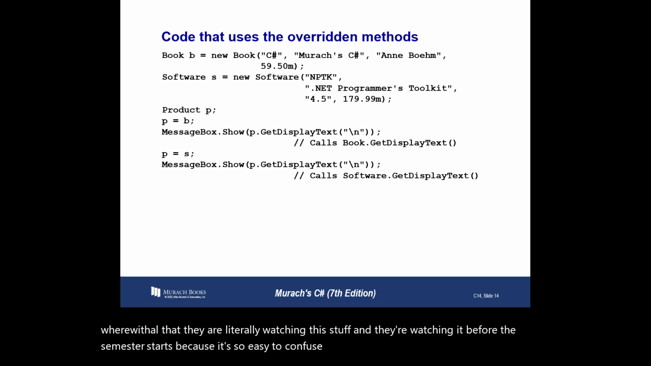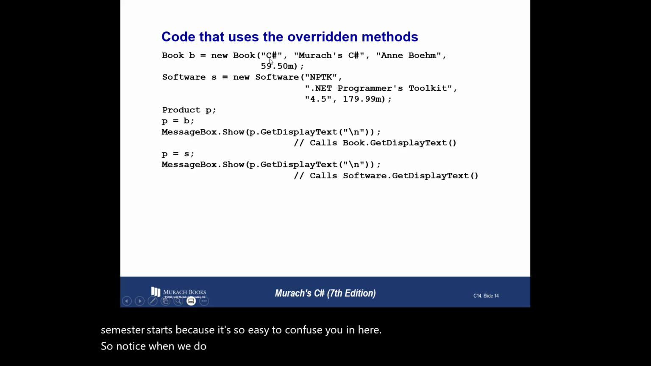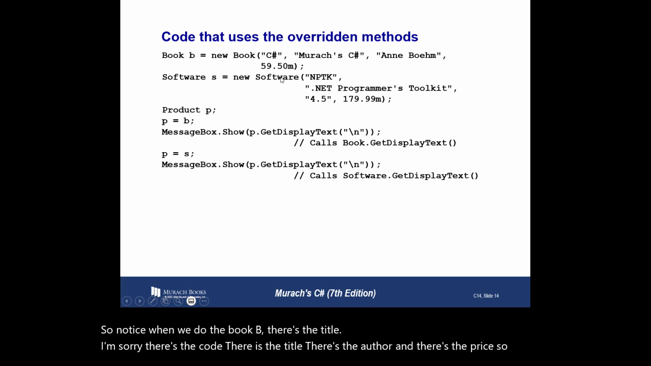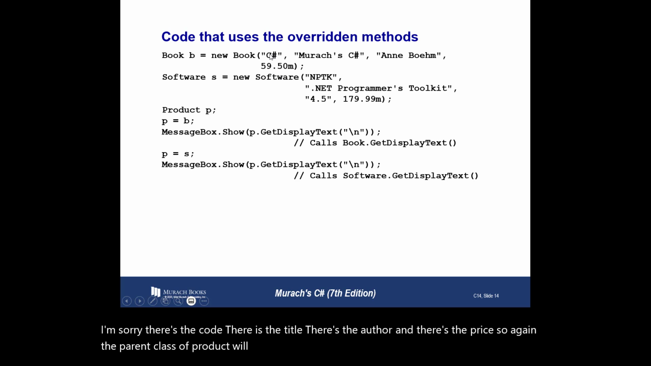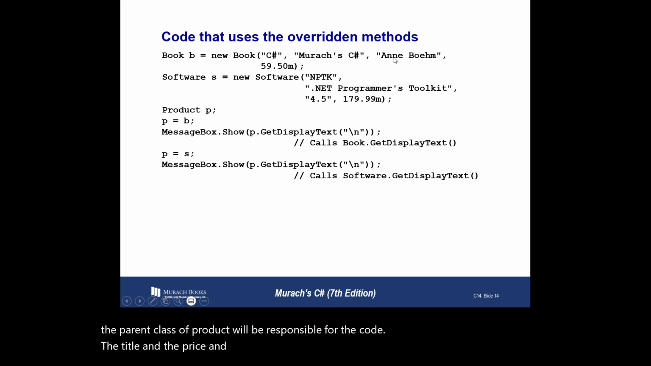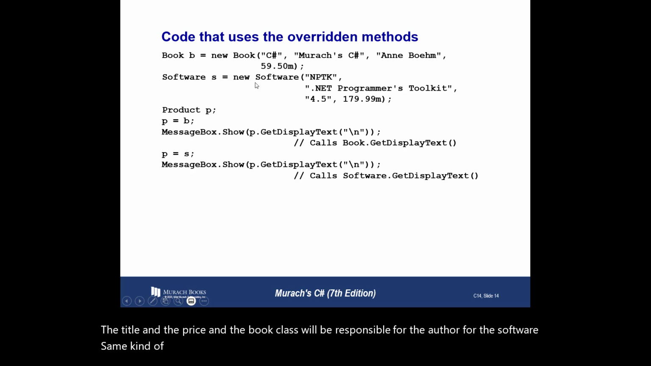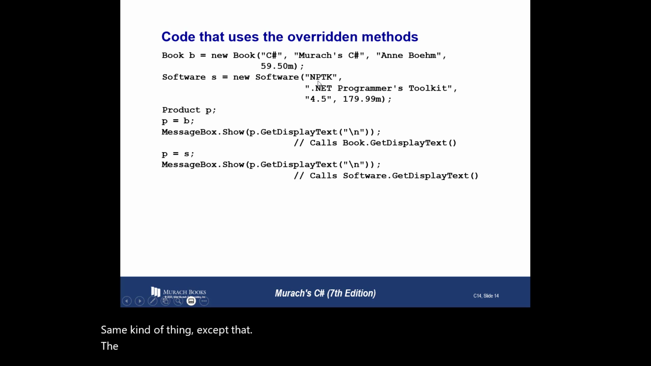because it's so easy to confuse you in here. So notice when we do the book, there's the code, there's the title, there's the author, and there's the price. So again, the parent class of product will be responsible for the code, the title, and the price, and the book class will be responsible for the author. For the software, same kind of thing, except that the parent or product class will be responsible for the code, the title, and the price, and the software class will be responsible for the version.